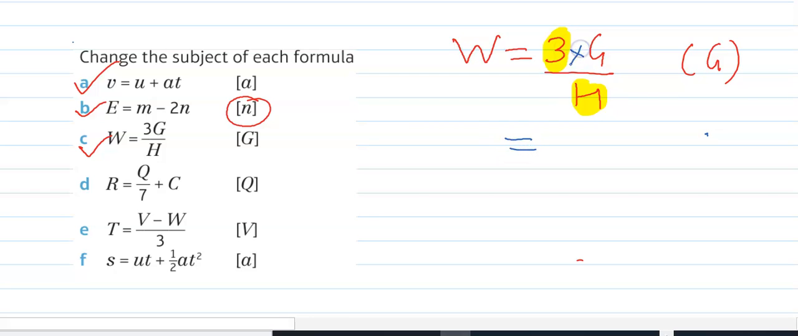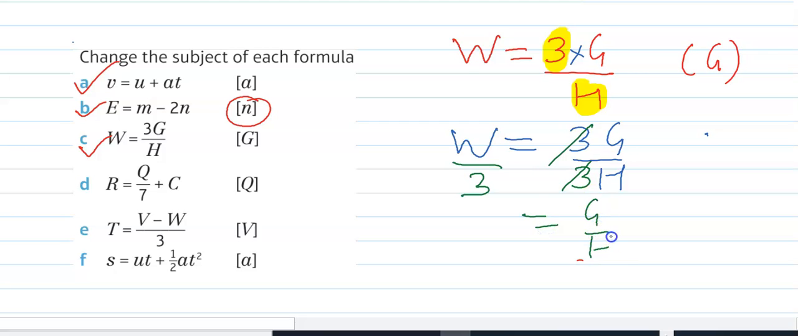3 is with a multiplication sign with G. To get rid of 3, what do we need to do? Divide. Okay, so 3 is multiplied with G and H is already there. So we can divide by 3 both sides. So here divide by 3 and divide by 3. So this is cancelled out. Okay, so we got G divided by H and W over 3. Now, if you see, we need to make G the subject. H is divided by here.